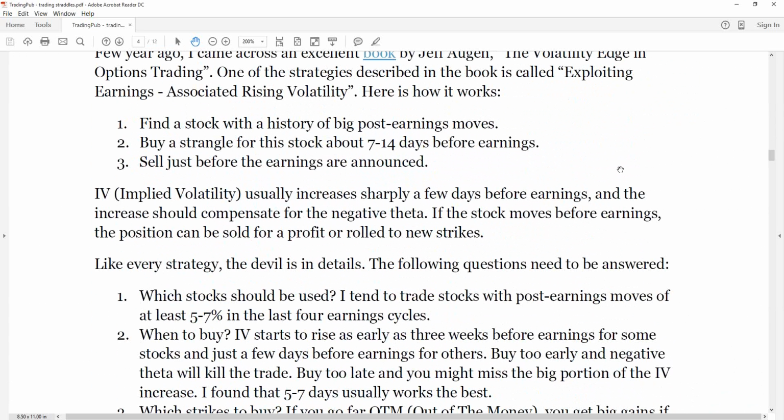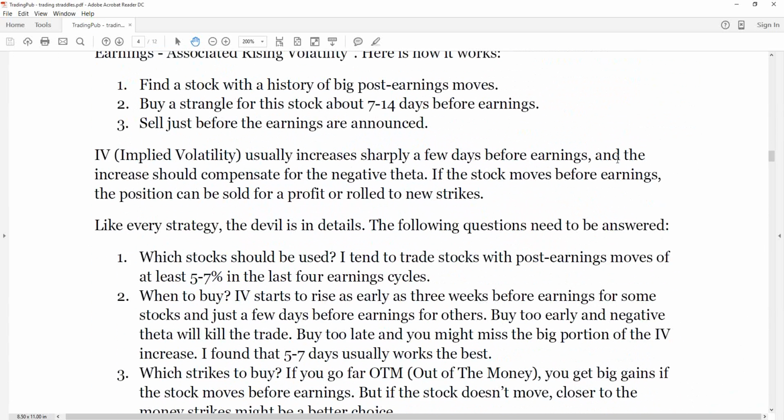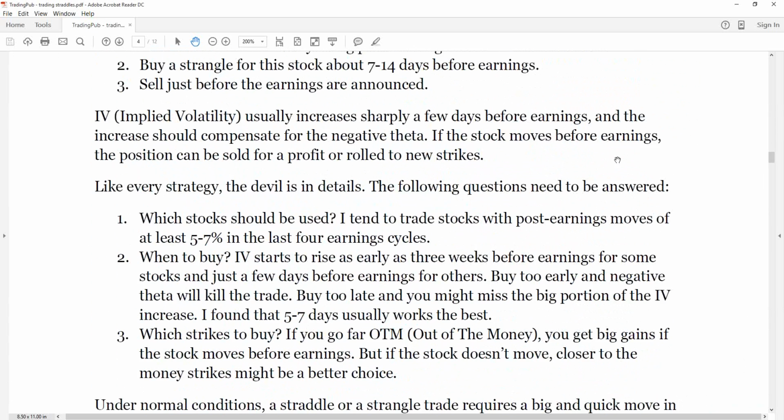Many times, we're just looking for a stock that had some decent move, maybe 3, 4, 5%, and if we enter at a reasonable price, we can still make money due to increasing implied volatility, even on a small stock move. And we will see some examples later. Implied volatility usually increases sharply a few days before earnings, and the increase should compensate for the negative theta.